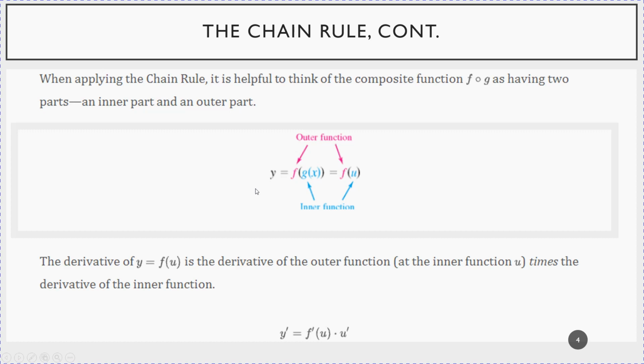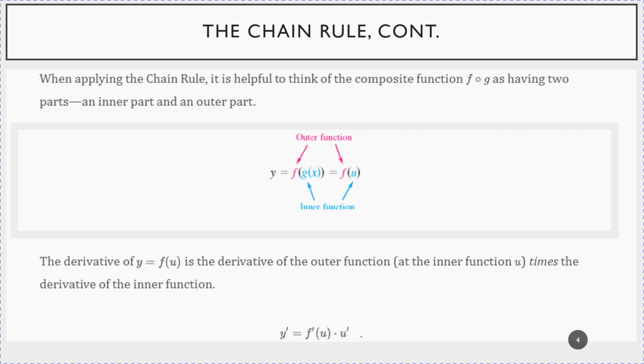As I said, when applying the chain rule, it's helpful to think of the composite function f composition g as having two parts, an inner part and an outer part. Notice how I said that, even on the last slide, inner and outer. So f is the outer part, and g of x is the inner part of the function. So the derivative of y equals f of u is the derivative of the outer function at the inner function u, times the derivative of the inner function. So y prime is equal to f prime evaluated at u times u prime.